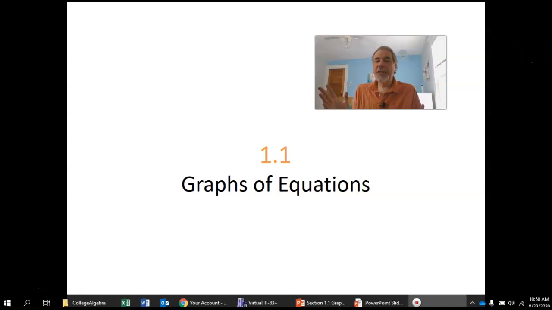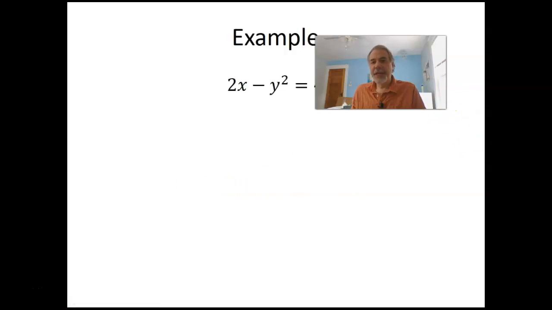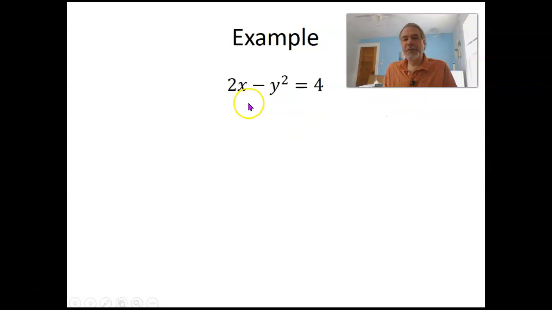Here we're going to be looking at some graphs of equations. Let's start with an example of an equation that has two variables, x and y, in it. Whether this equation is true or not depends on what numbers you put in for x and y. So a solution to an equation like this would be not just a number, but a pair of numbers. The first number is x, and the second number is y.